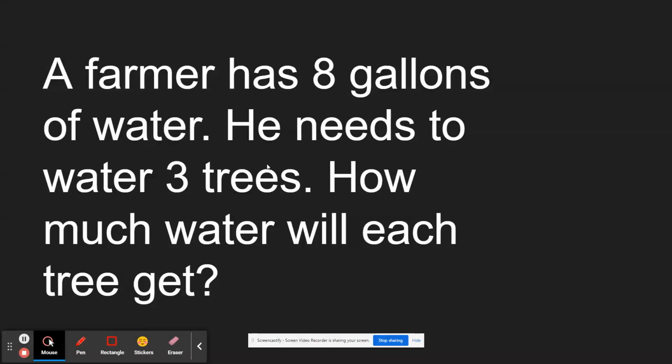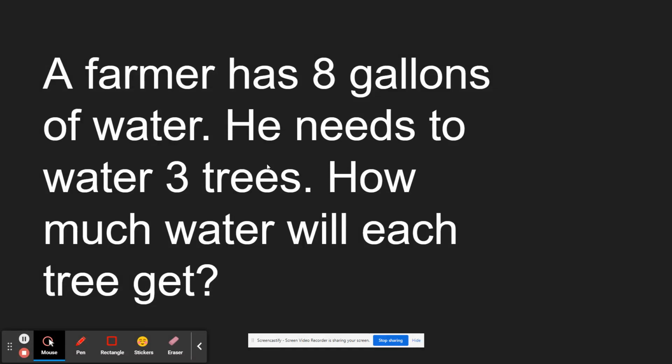A farmer has 8 gallons of water. He needs to water 3 trees. How much water will each tree get? So you don't really see any keywords in here or key phrases, but you have a situation here. So you have 8 gallons of water and you are giving each tree the same amount of water. So you're separating that water between 3 trees.